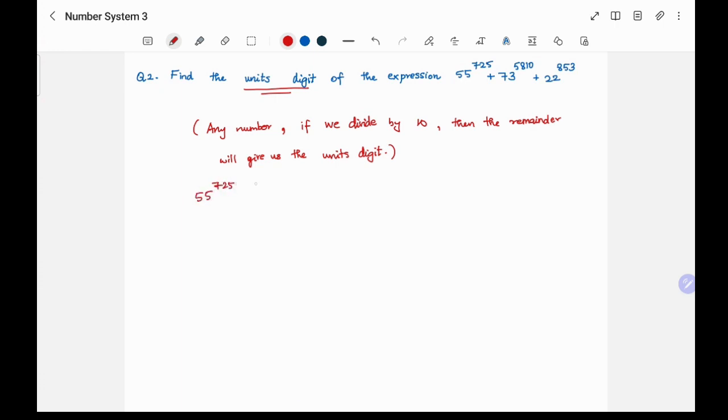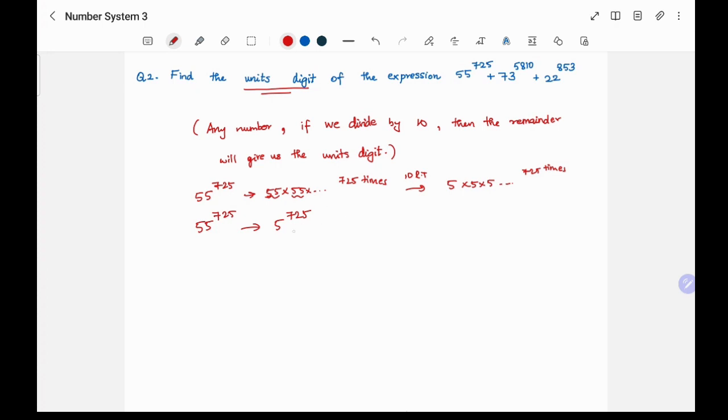So if you all agree with this, then 55 power 725 is nothing but 55 into 55 into and so on, 725 times. So for the remainder using the remainder theorem with 10, it is just enough to take the remainder of each of these numbers. So it is 5 into 5 into 5, 725 times. So what have we done? We have simplified 55 power 725 to 5 power 725, right?